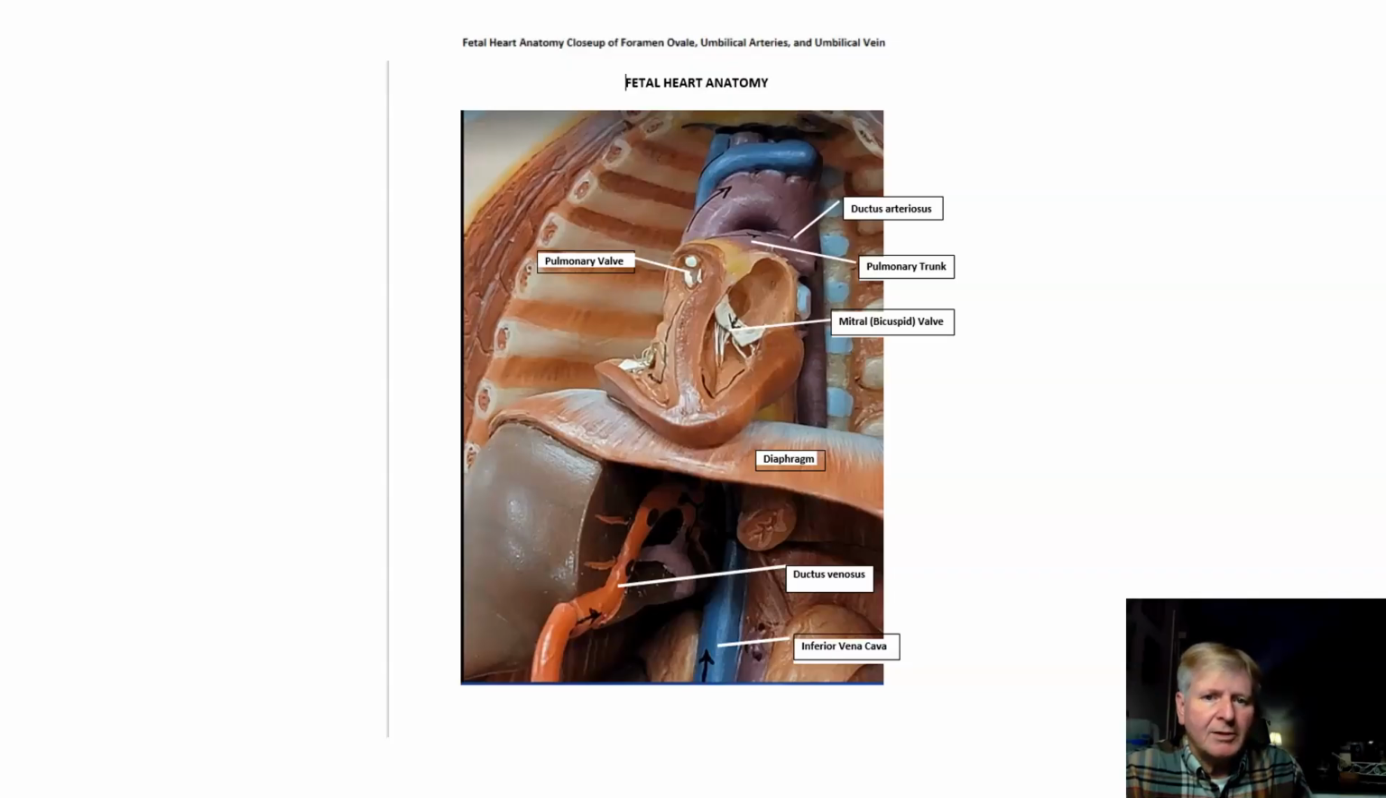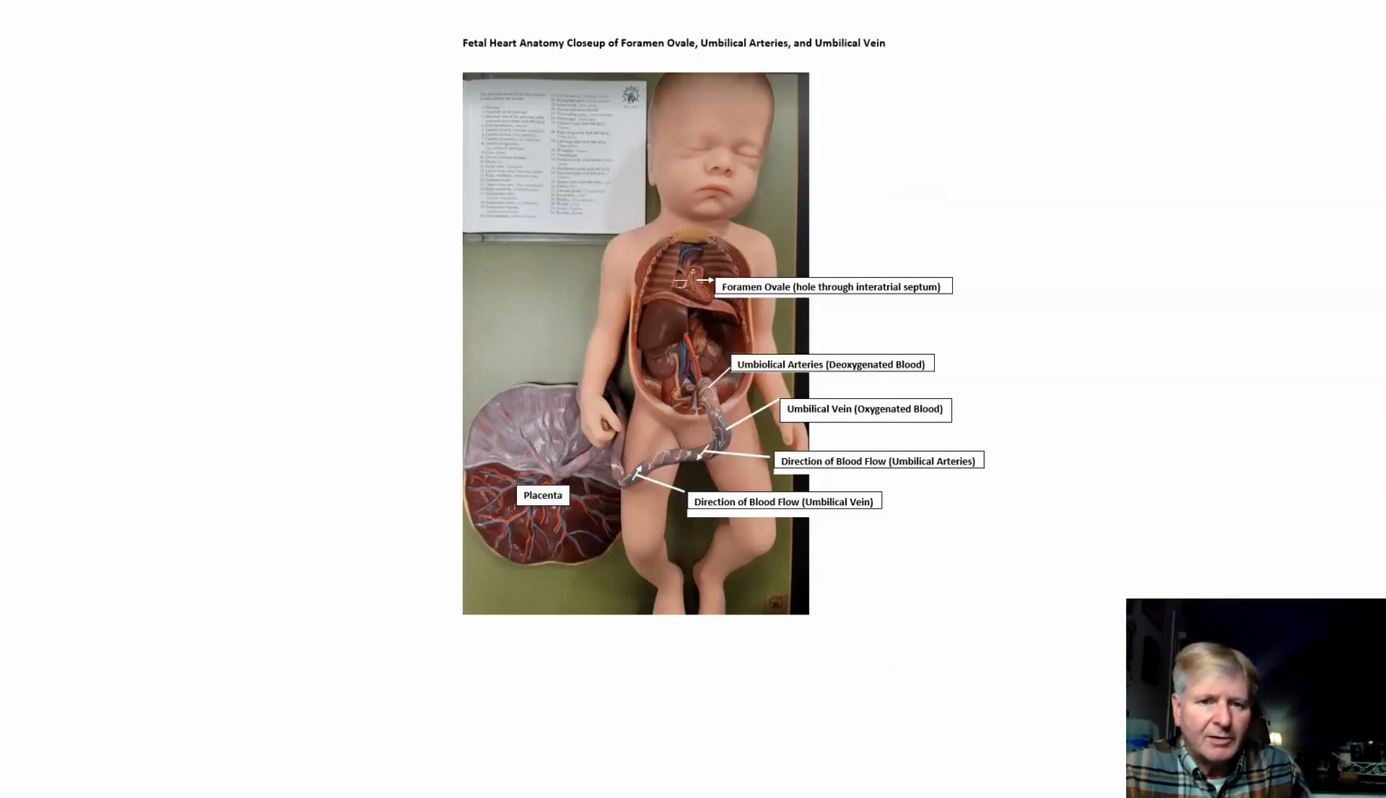And this is a close-up view showing you the ductus arteriosus, which becomes the ligamentum arteriosum, the pulmonary trunk, the mitral valve, the bicuspid valve, also called the left AV or atrioventricular valve, and then the pulmonary valve up here, diaphragm, ductus venosus, and the inferior vena cava. And this is just another close-up showing you the foramen ovale, umbilical arteries, and the umbilical vein, which carries oxygenated blood.